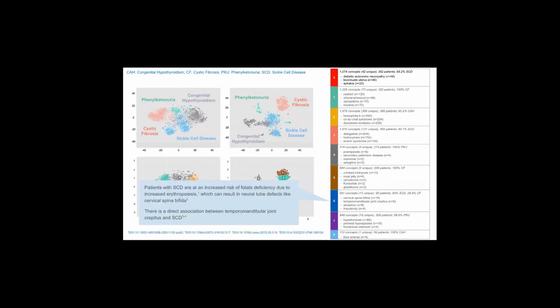Patients with sickle cell disease are at risk of folate deficiency due to increased erythropoiesis, which can result in neural tube defects like cervical spina bifida. And there is a direct association between temporomandibular joint crepitus and sickle cell disease.